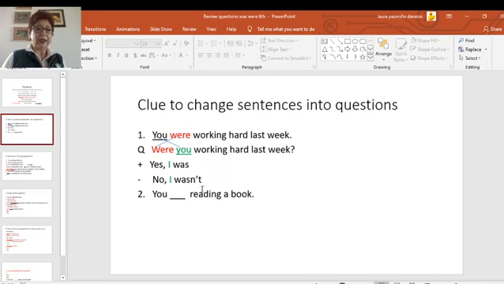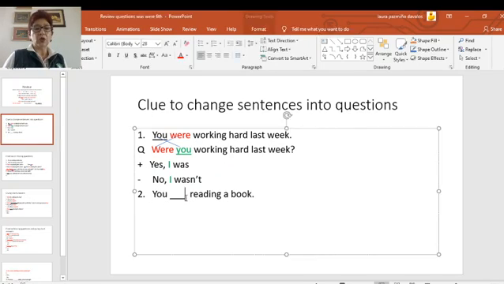Okay, so let's check this exercise. You. ¿Qué quería con el you? Which verb? Which verb to be with you? Where? Yeah. You were reading a book. This is a statement. Esto es un statement. Let's make a question. Okay? Let's make a question. How would you make a question? What do we need to do again?